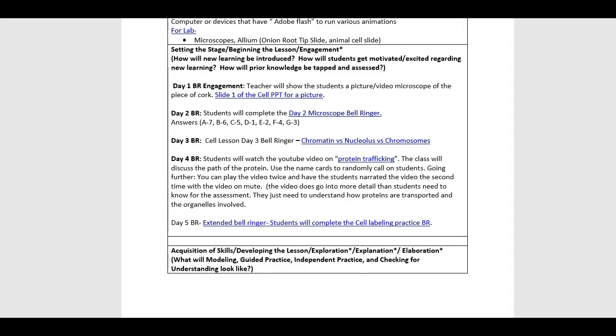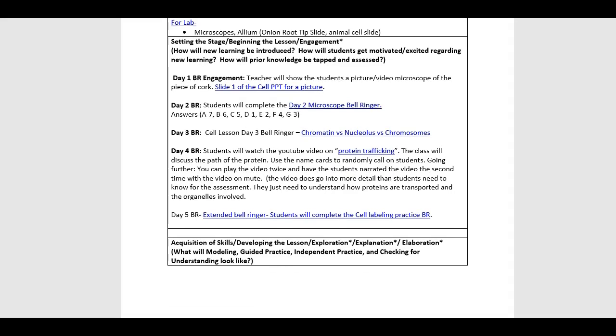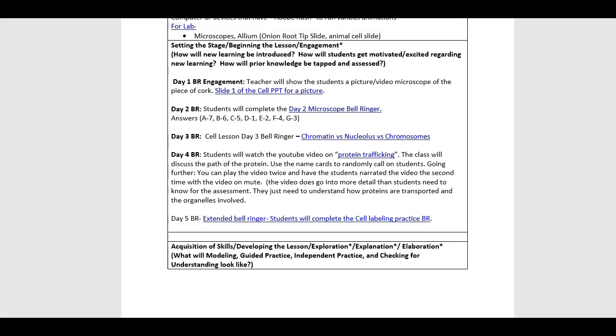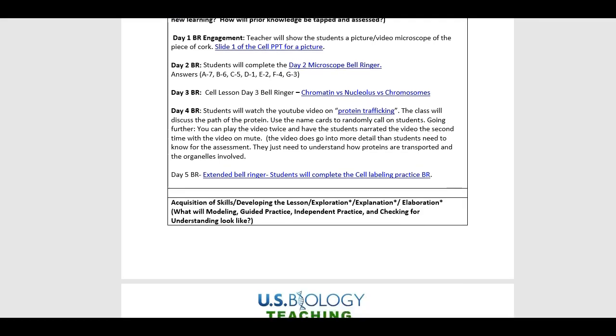So when students walk into the class, here is the bell ringer that they will be given. So in this first example, you can see that they're going to be looking at a picture. Next one, they're going to be labeling a microscope, and these are all kind of tying into the activities that were done in class. It could kind of spiral around and revisit some information, practice skills, whatever it is that you want to put in there for your bell ringer.